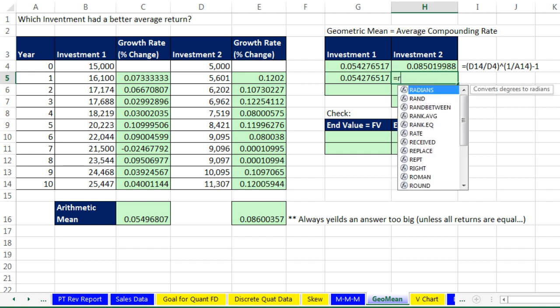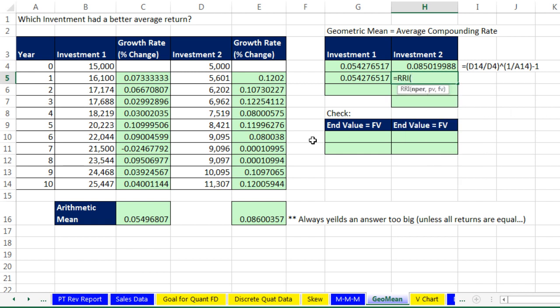We can do the same thing, RRI, for investment number 2. Total number of periods is 10, comma present value, that's the amount we invested. Future value, that's the amount we withdrew after 10 periods. Close parentheses, Control Enter.